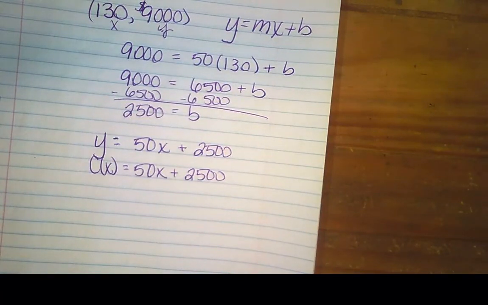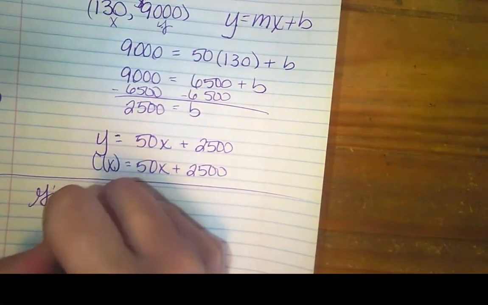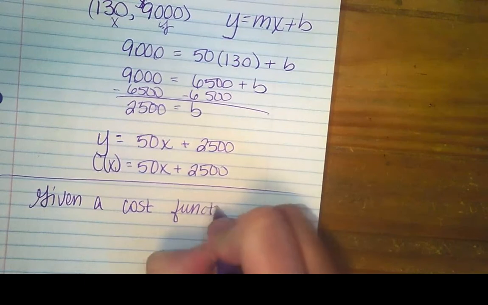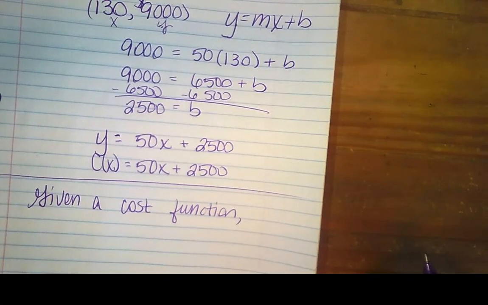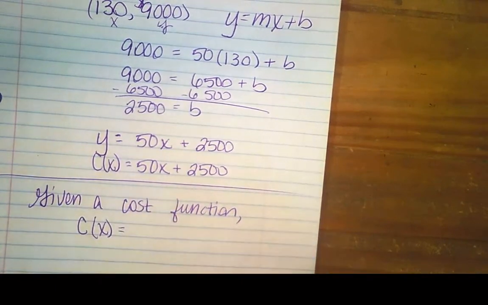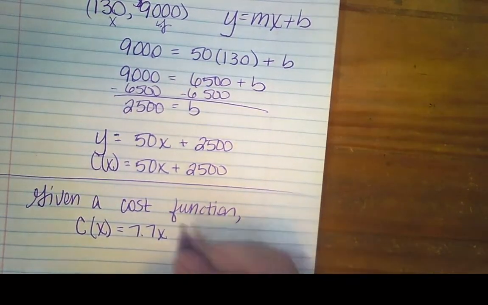We've got, so I am given a cost function. So given a cost function, we've had to figure out what the cost function was. Okay, well now it's given to me. Given a cost function, find the average cost per item when the required number of items is produced. What is the average cost per item when the required number of items is produced? So first of all, I am given a cost function, and it is 7.7x plus 9,500.